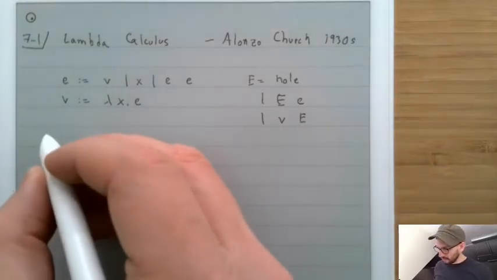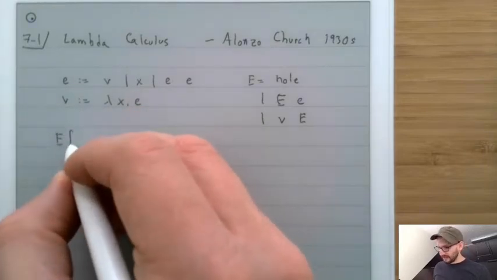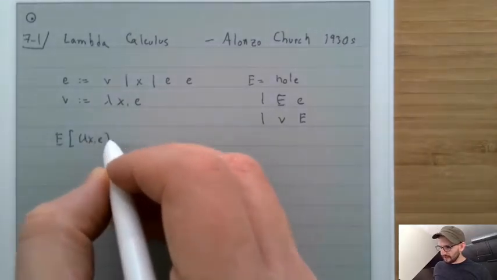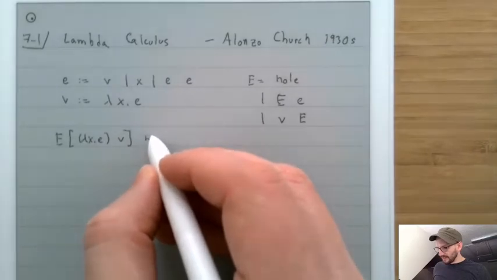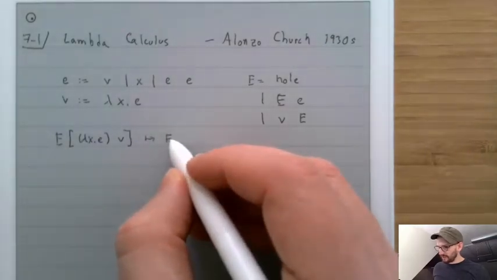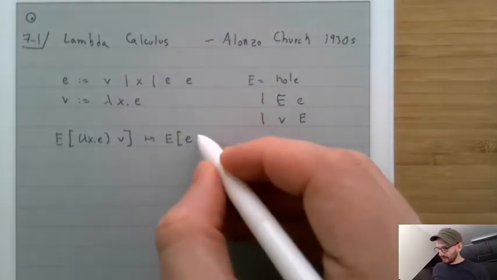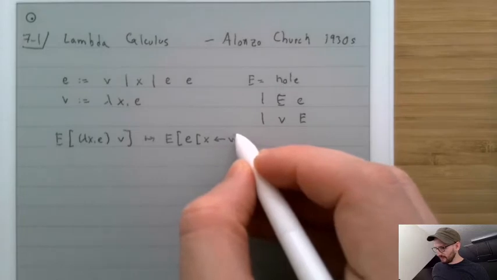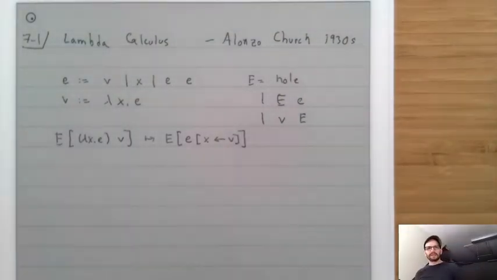And there's one rule, and that one rule says that if you're in a context and you see a lambda x dot e applied to some value v, that reduces to that same context where we take the expression e, go inside of it, find all the x's and replace them with v. So this 4-line little block is the entire Lambda Calculus.